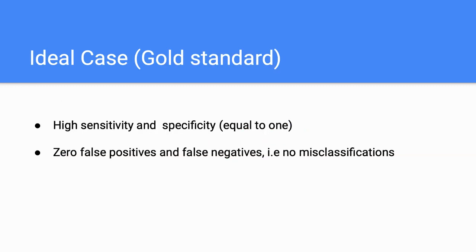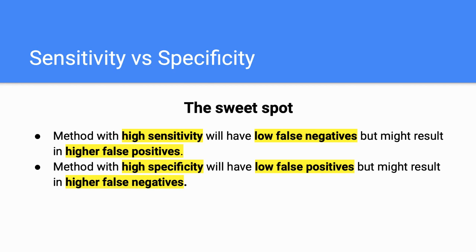Now, coming to the ideal case, that is the gold standard. As I mentioned earlier, the gold standard is 100% accurate. So, sensitivity and specificity are very high, equal to 1. Also, we have minimal or 0 false positives and false negatives. That is, we don't have any misclassifications. But in reality, we cannot achieve this gold standard. So we have to settle for a sweet spot between sensitivity and specificity.